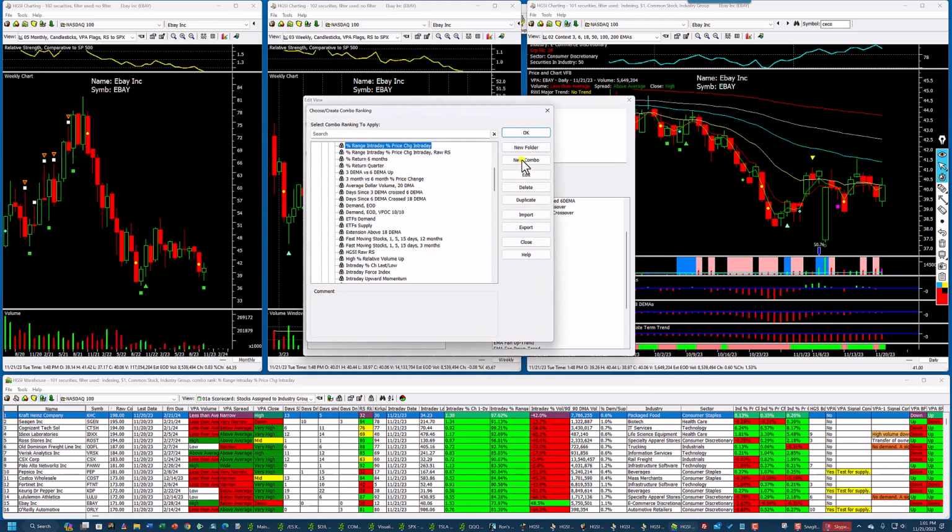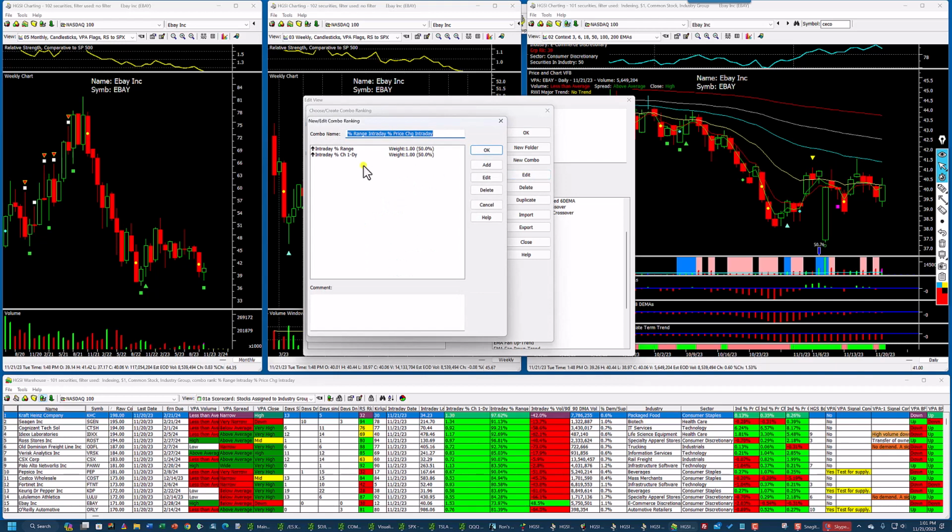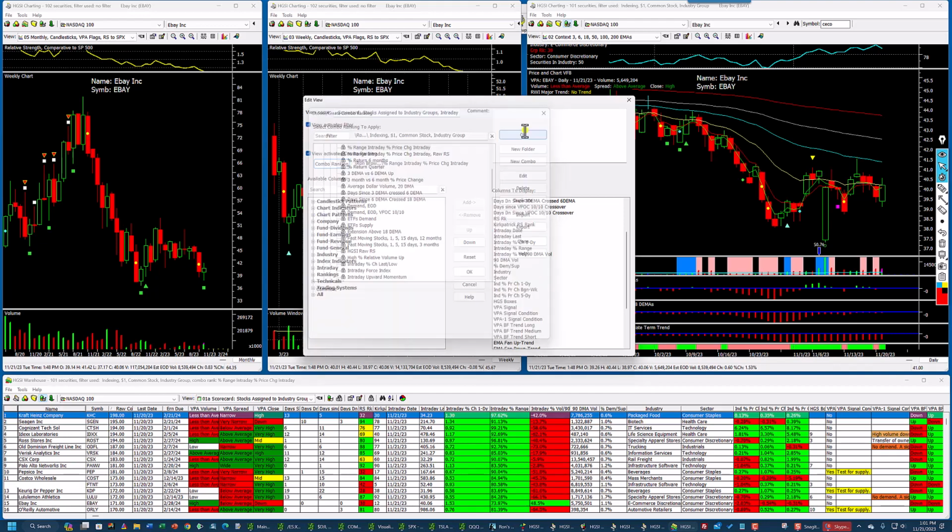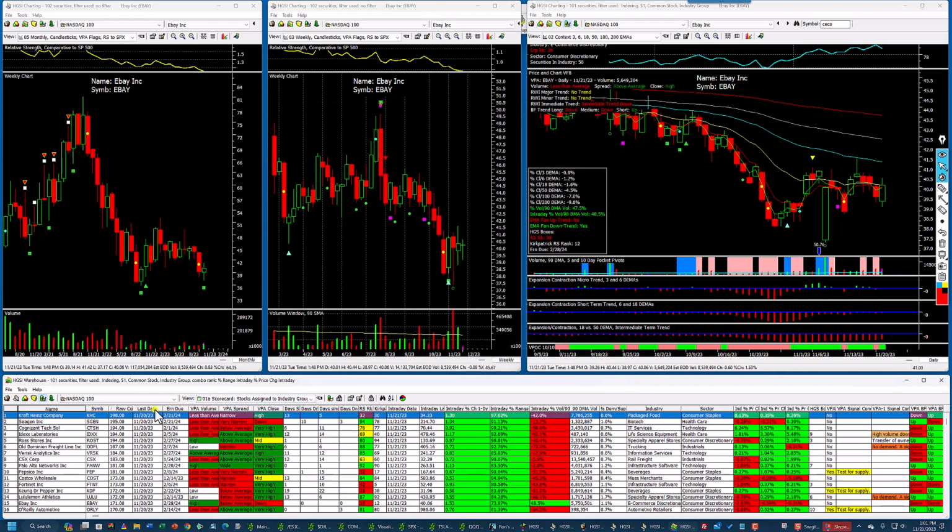And then a combo rank. A combo rank drives the stocks to the top of the list based upon certain fields. The fields I'm using are the intraday range weighted at 50% and the intraday percentage price change 1 day. And what that does, when I'm sorted on this raw combo column, it brings the stocks that are moving up the most and are trading high in their range.